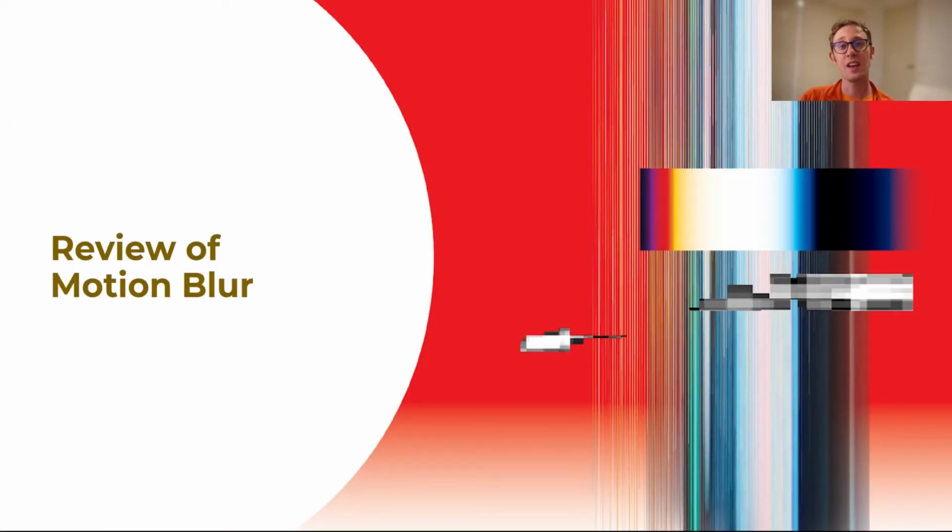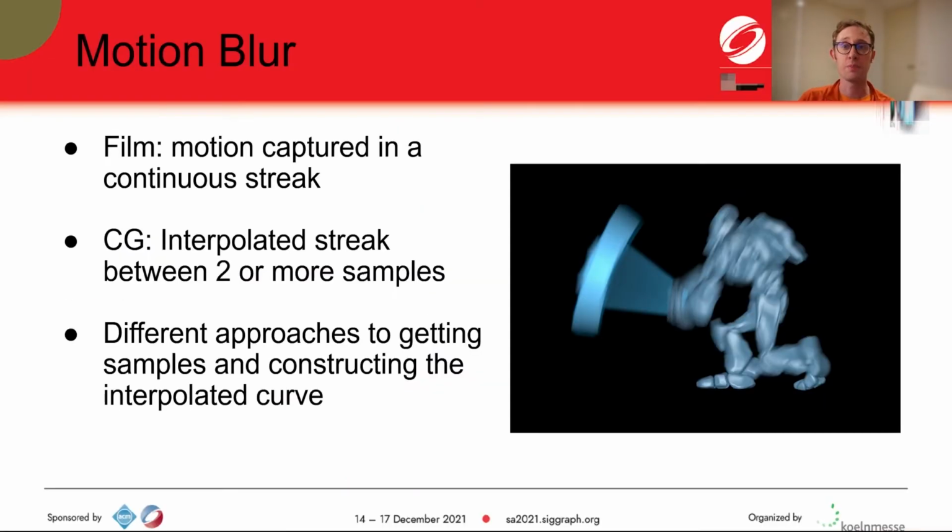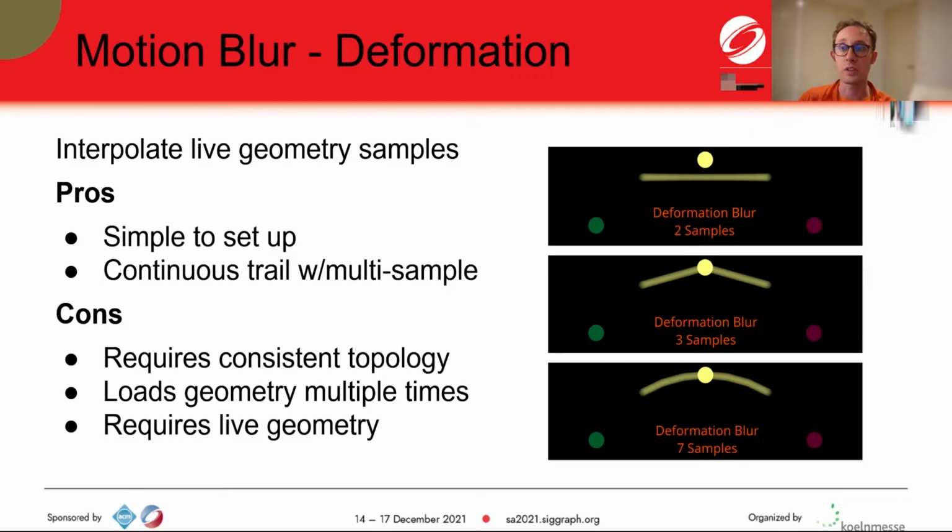So to begin, a quick review of motion blur. In film, when something is moving very quickly while the shutter is open, we're going to capture that as a streak, and in computer graphics we simulate that by taking 2 or more samples and usually linearly interpolating between those samples. There's a few different approaches that we can use to get those samples.